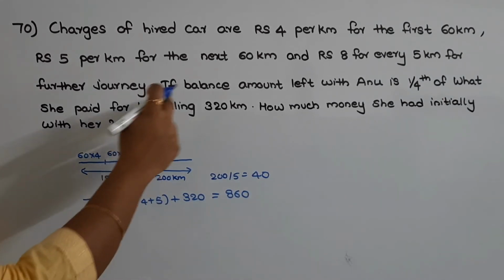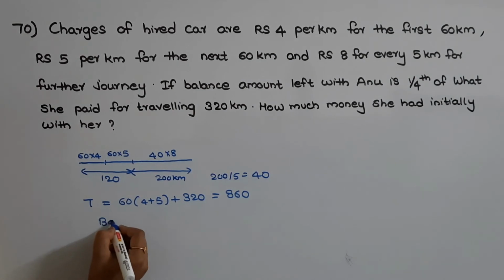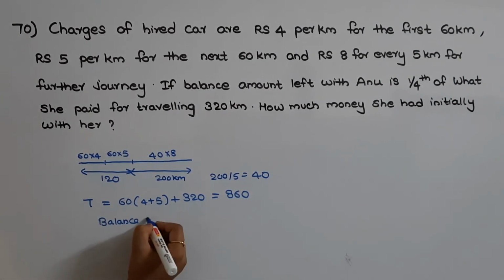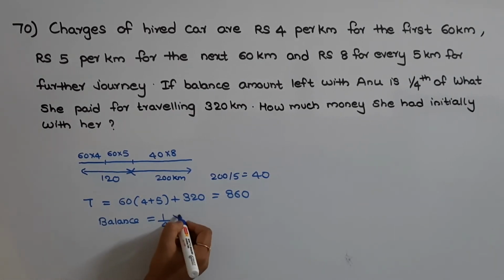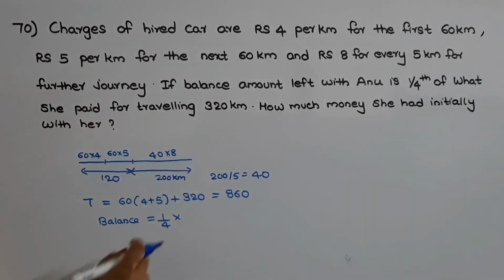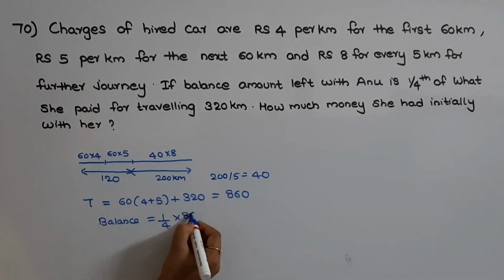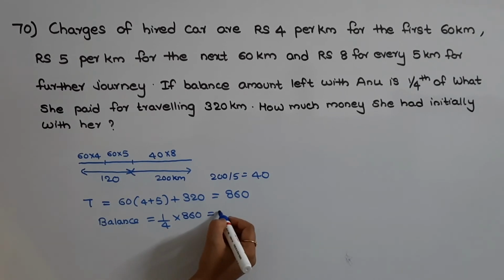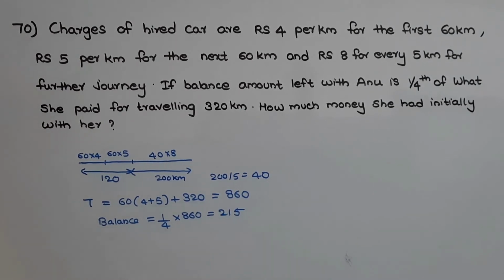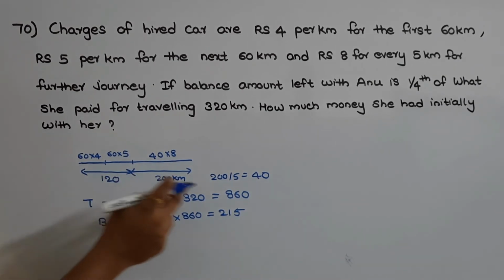Okay. Now what will be the balance amount that is present with her? Balance will be equal to 1 by 4th of the money she paid for 320 kilometers. That is 1 by 4 into 860. That will be equal to 215 rupees. Okay. So the balance is 215 and the money she paid is 860.